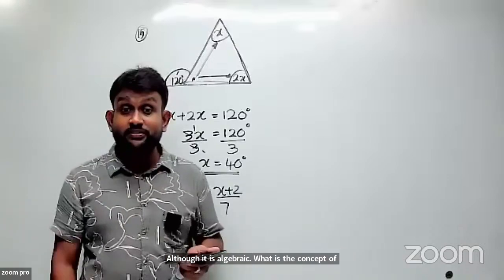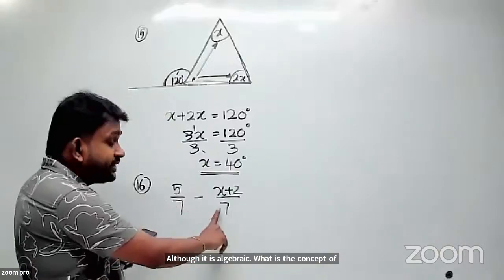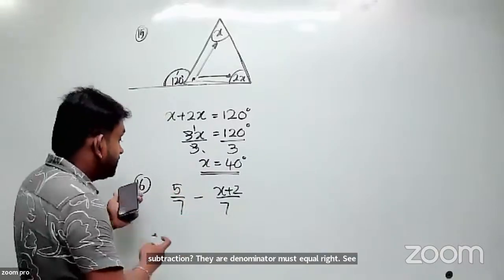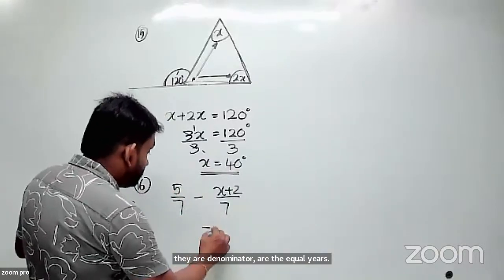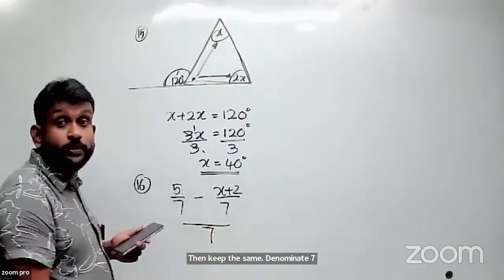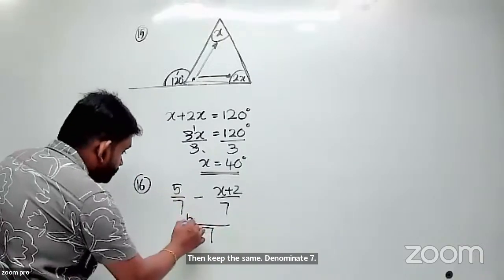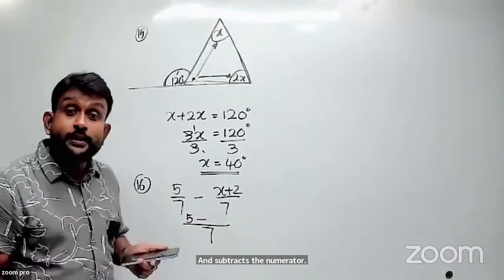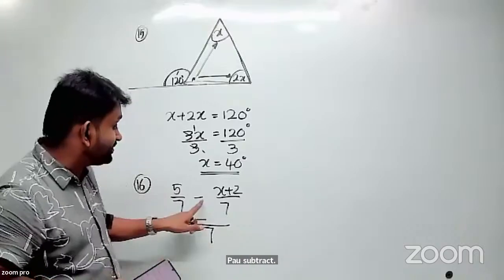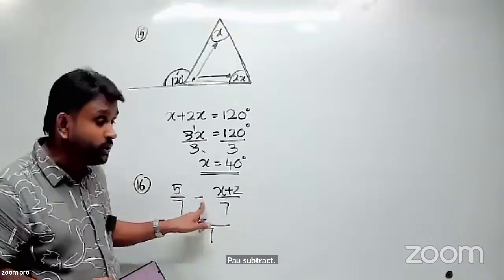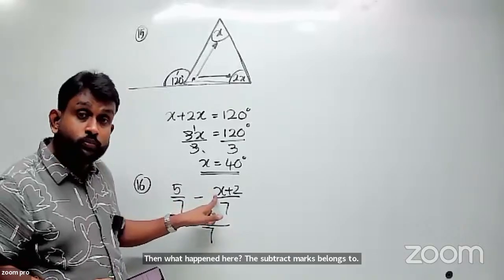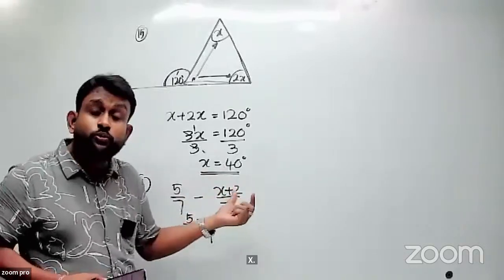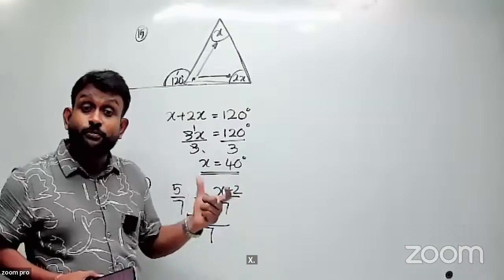Their denominator must be equal, right? See, their denominator, are they equal? Yes. Then keep the same denominator 7 and subtract the numerator. 5 subtract. Then what happened? Here, does the subtract mark belong to x or to the whole expression? Oh, that belongs to the whole expression.